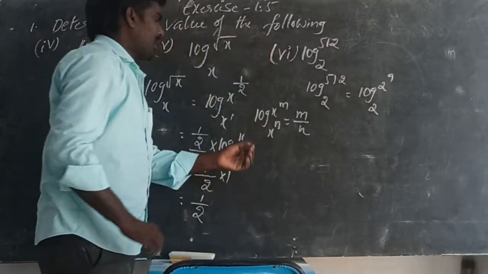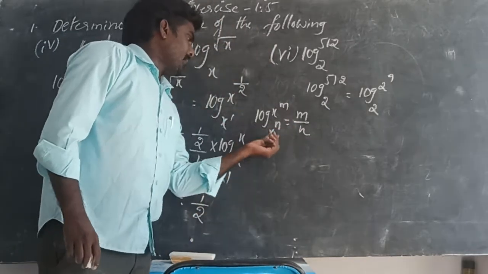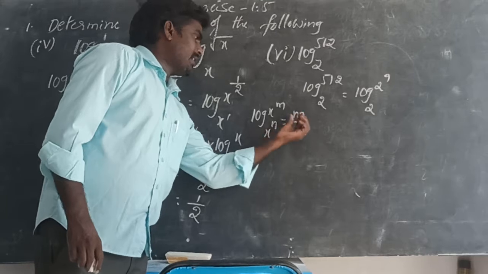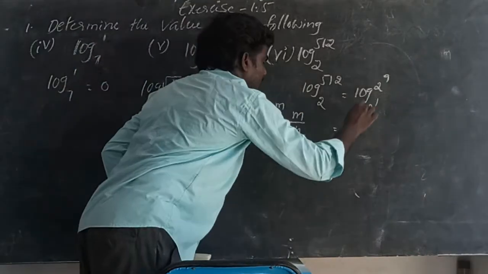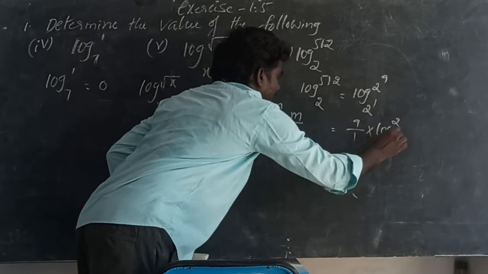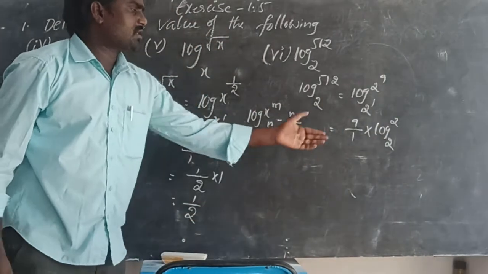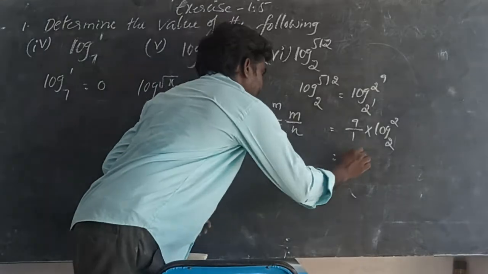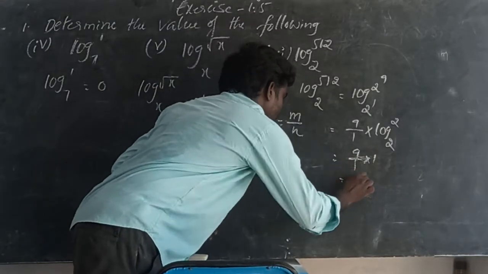Okay, here also the same formula. Log x power m base x power n is equal to m by n. That is equal to 9 by 1 into log 2 base 2. Log of any number with the same base, its value is 1. So that is 9 by 1 into 1, equal to 9.